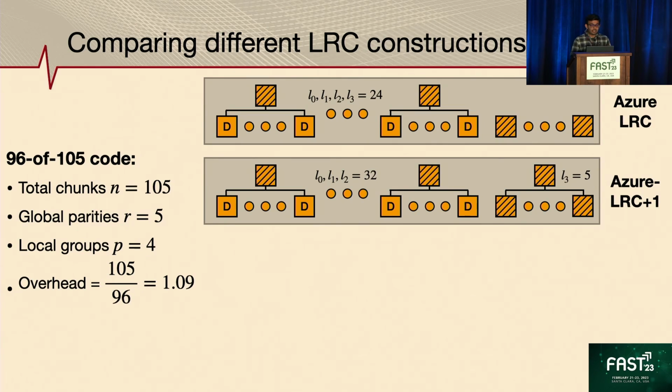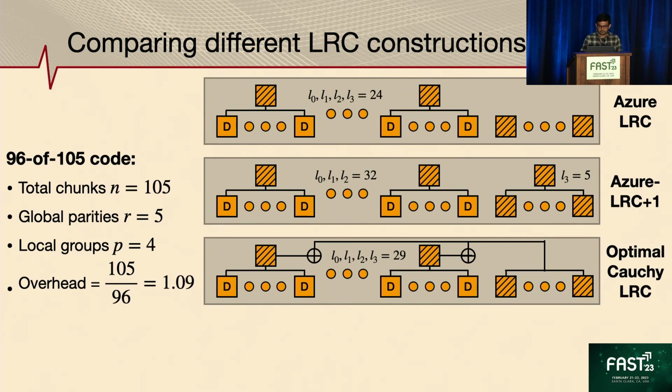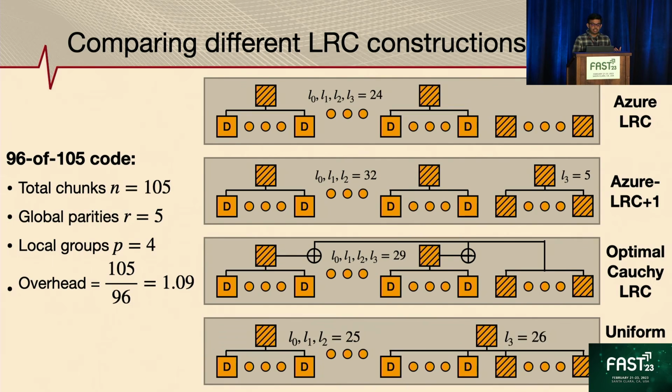In what is called the Azure LRC +1 construction, you protect the global parities by a local parity, but then divide the remaining data chunks into 3 local groups instead of 4, because you want to maintain the total number of parity and data chunks in the stripe. So each local group is 32 wide. With Optimal-Cauchy LRC, each local group is effectively 29 wide, because you XOR all the global parities in each local parity, and in the Uniform Cauchy LRCs, you have groups split up as 25, 25, 25, and 26, making up your 4 groups.